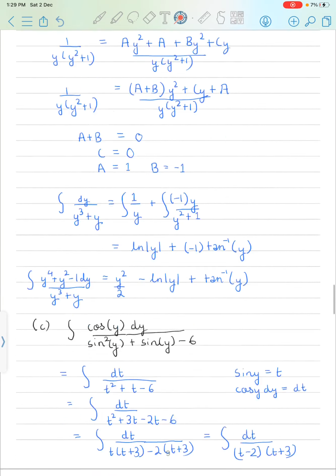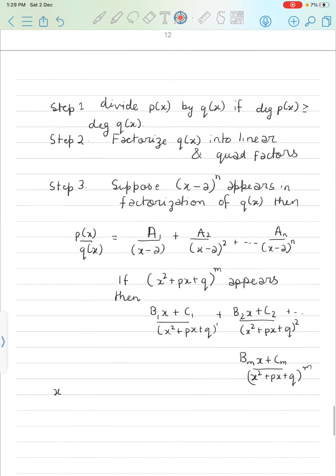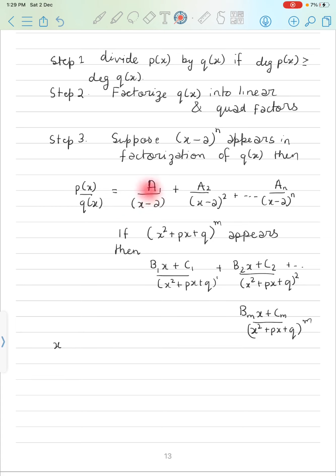So that's what I meant when I say A by x. In that case only x minus a, where a is 0, because there we had x, and the power is 1 only, so only once A will appear. And for x square plus 1, here p was 0 and q was 1 and m was 2, so we have to take B1 x plus C1 and B2 x plus C2, and here the power is 2, so 2.